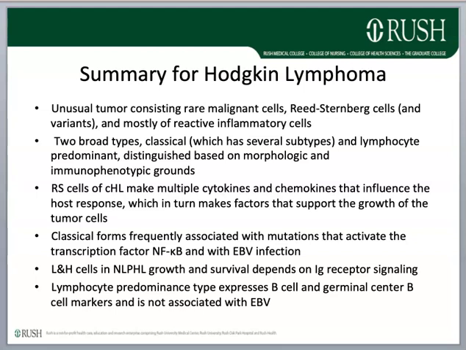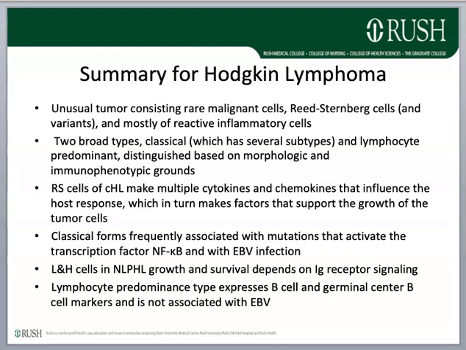So let's summarize Hodgkin lymphoma. This is an unusual tumor, approximately 10% of all lymphomas, consisting of rare malignant cells called Reed-Sternberg cells and their variants, and the tumors mostly consist of reactive inflammatory cells. We discussed 2 broad types, classical, which has several subtypes, and lymphocyte predominant, and these are distinguished based on morphologic and immunophenotypic grounds. The Reed-Sternberg cells of classic Hodgkin lymphoma make multiple cytokines and chemokines that influence the host response, which in turn make factors that support the growth of tumor cells.